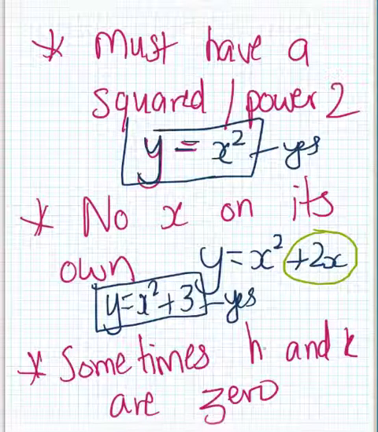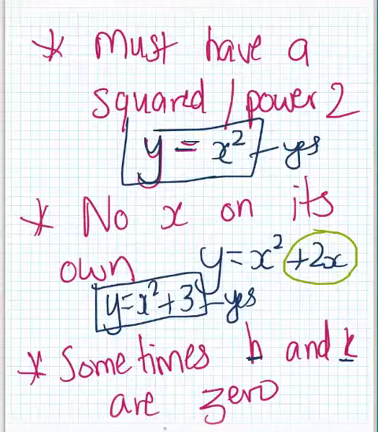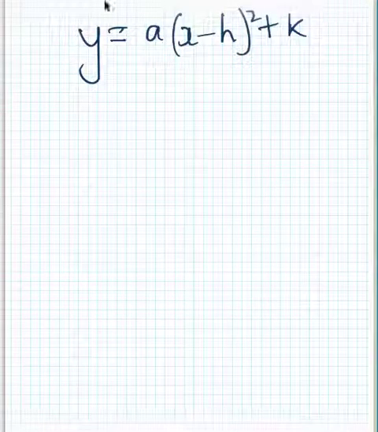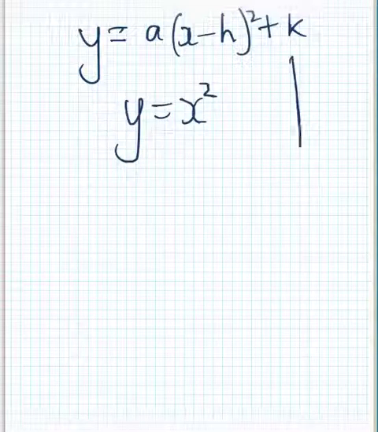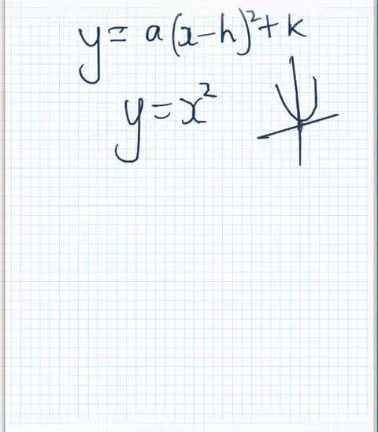And the next point is sometimes h and k equal 0. So if you remember in that equation we had, the turning point formula or equation, sometimes h and k are 0. And I'll show you what I mean by that. So here's our turning point form equation. And I'm going to show you an example where h and k may be 0. In our basic parabola, we know the turning point is 0, 0. So we know that the h and the k, which are the values of our x and y, are 0 for our basic parabola.